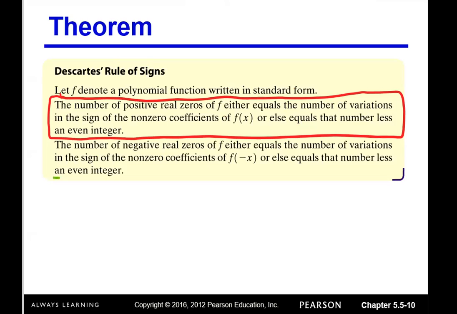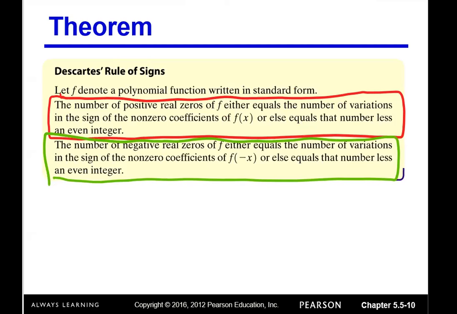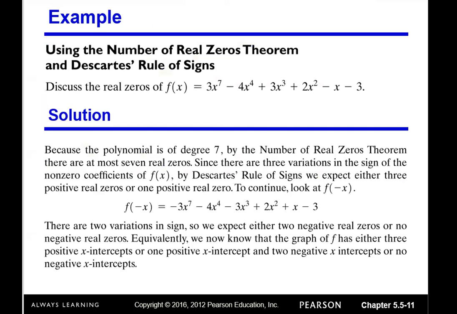And then the other one is this one, which says the number of negative real zeros of f either equals the number of variations in the sign of non-zero coefficients of f of negative x, or else equals that number less than an even integer. Okay, let's look at what they mean by all this. Here's their example.